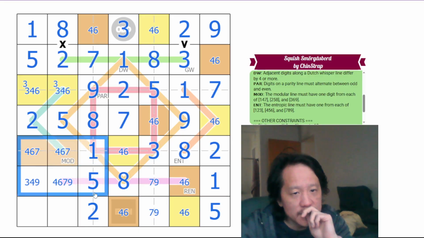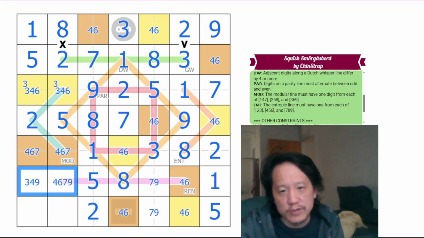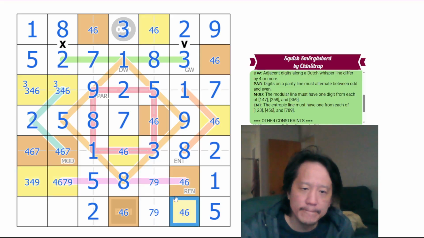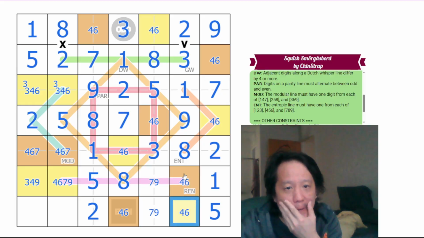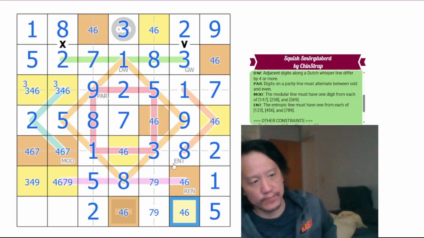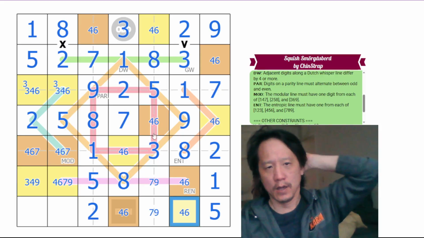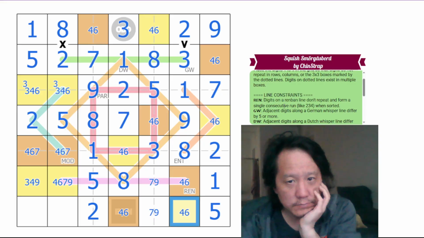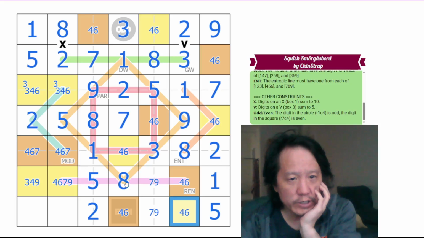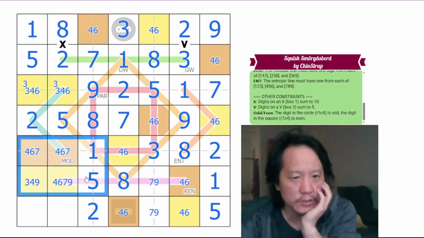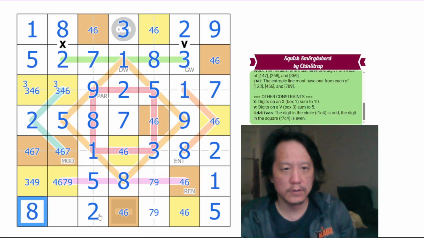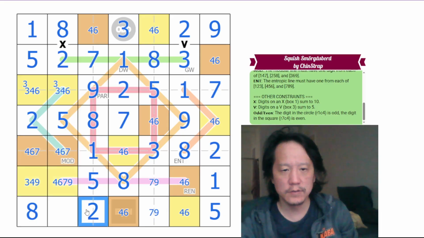Where is yellow in box 7? Cannot be here, cannot be here. Therefore, it must be one of these two. Where's the 8 in box 7? Cannot be here, here, here, or here, so it must be here. Remaining digits in row 7 could be 1, 3, no 2, 4, 5, 6, cannot be 8, so it's 1, 3, 7, 9.